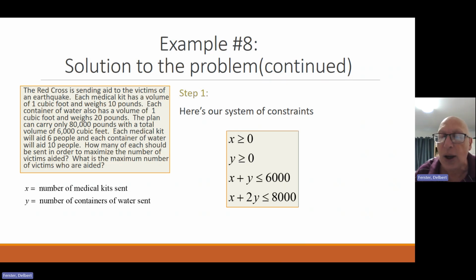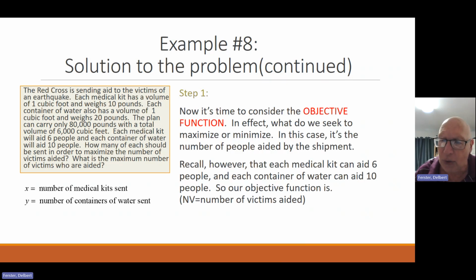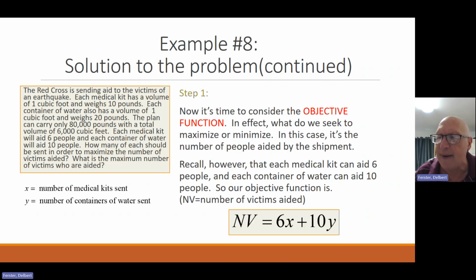We will on this one, but we did spend a moment on the objective function, which talked about how many victims we'd be able to aid based on this flight and how many of each of those things we were sending, medical kits and containers of water. So that was our objective function. And again, if you want to call it something other than NV, that's a bit verbose, possibly. Just V for victims or N for number would be just as fine. Okay, so your next step would be to actually draw the graph of the system of constraints.